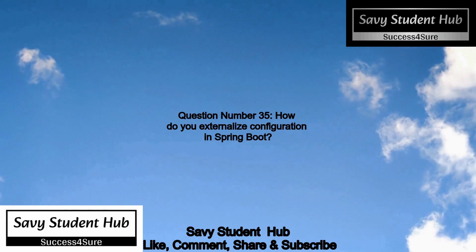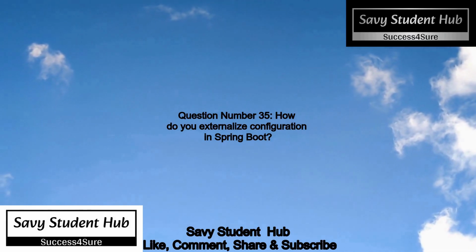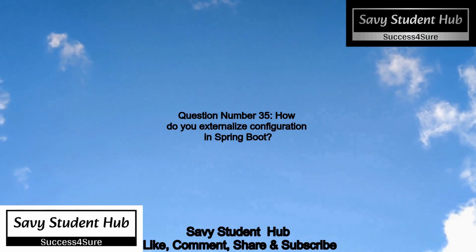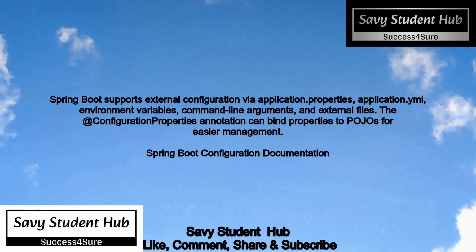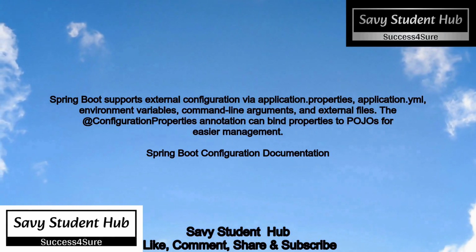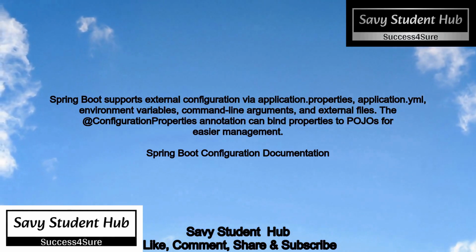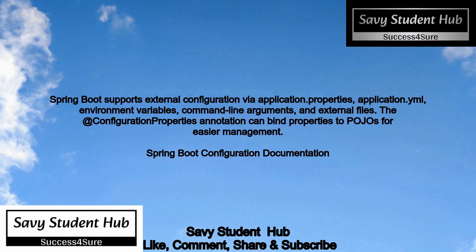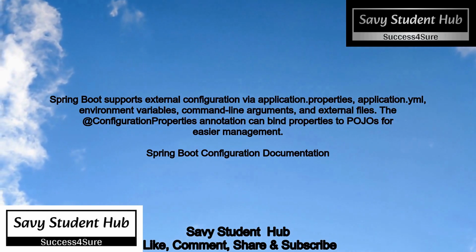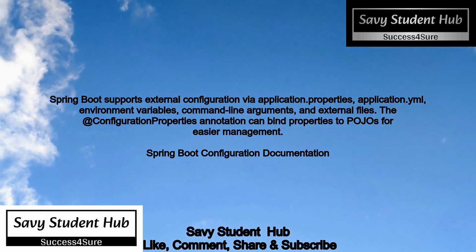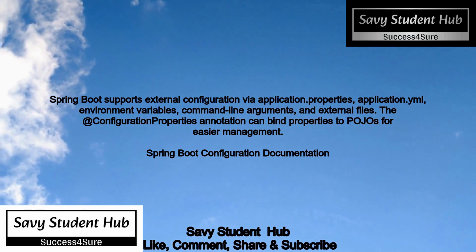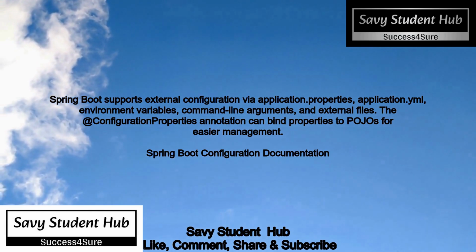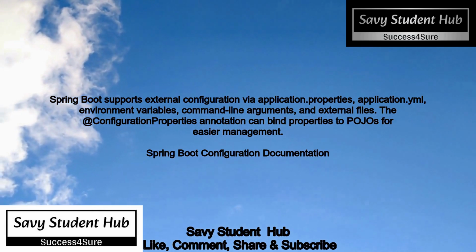Question number 35. How do you externalize configuration in Spring Boot? Spring Boot supports external configuration via application.properties, application.yml, environment variables, command line arguments, and external files. The @ConfigurationProperties annotation binds properties to POJOs for easier management.